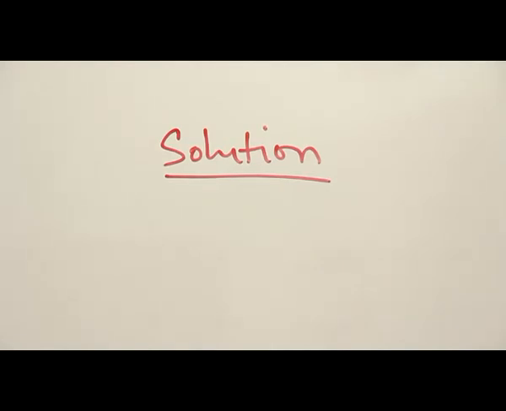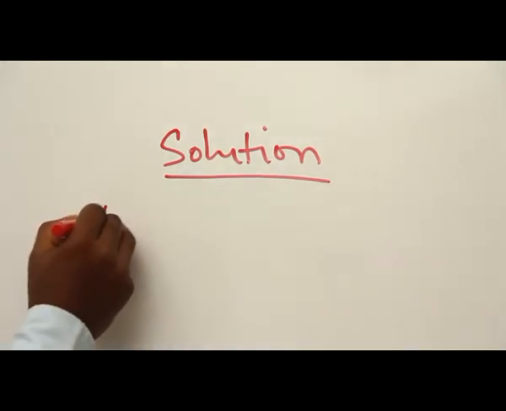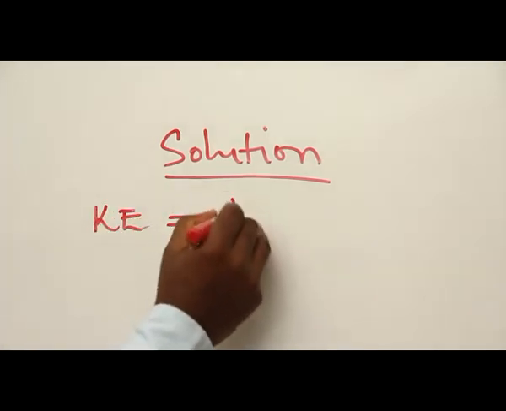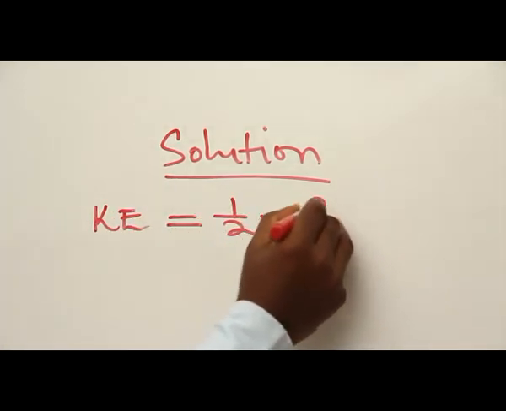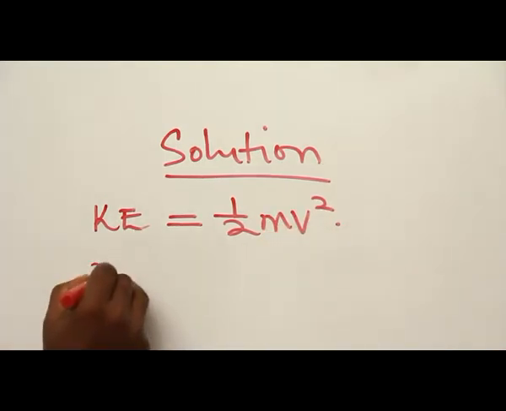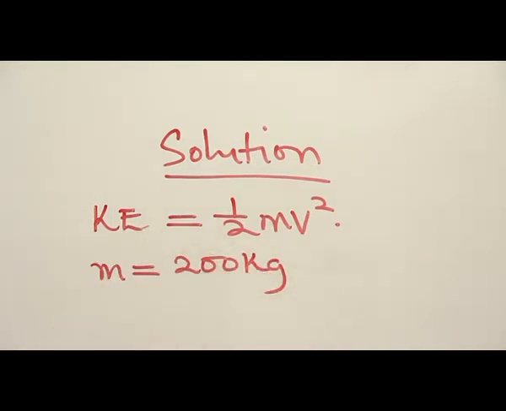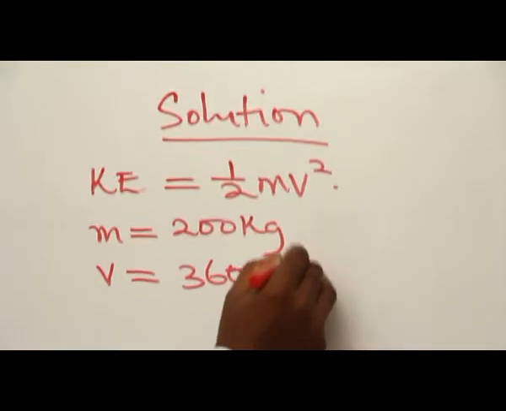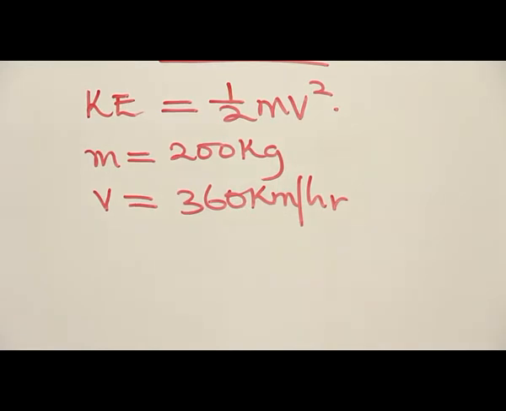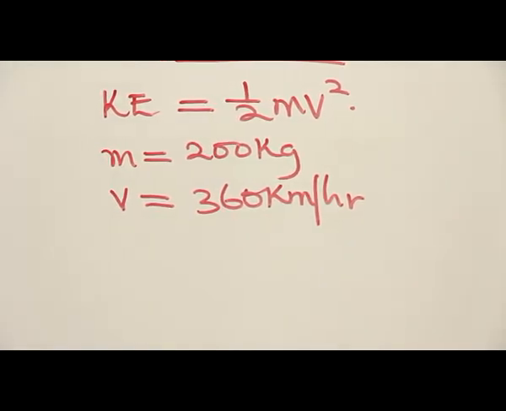The solution to the problem is as follows. What are we looking for? We are asked to find the kinetic energy because the car was in motion. Kinetic energy, you must remember, is half mv squared. We are provided with the mass as 200 kilogram, the speed of motion 360 kilometers per hour, this speed must be converted to meter per second.